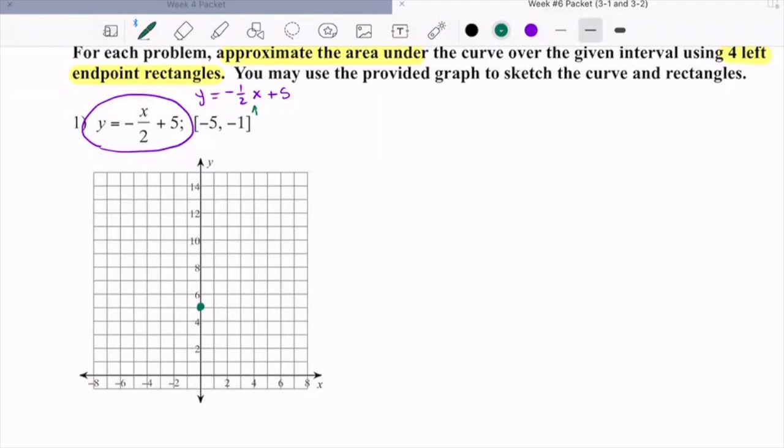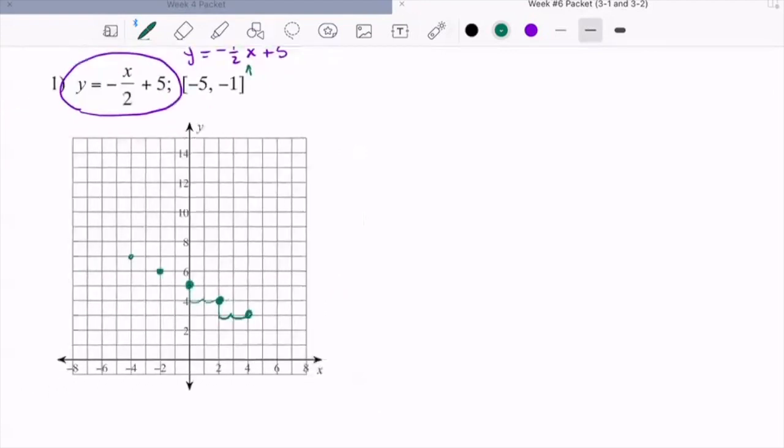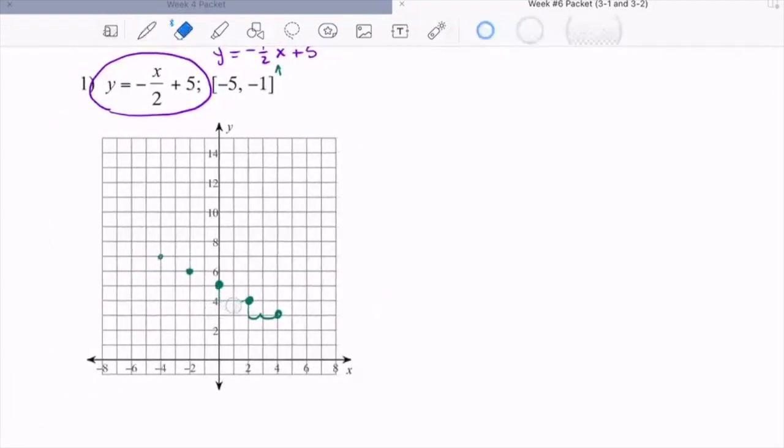rise in the negative direction. So if we go down 1/2, down 1/2. And similarly in the reverse direction, we can rise 1 and go to the left 2. All right, so we can fill in our line here, or sketch in this curve.